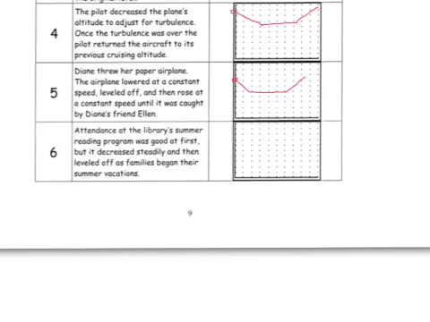So it says that the attendance was good at first, so we're going to start up high, and then over time it decreased steadily. So we will show that by a decrease, and that's a steady decrease or a constant change. Then it leveled off as their families began their summer vacations. Okay, so here I see it's telling us that it decreased steadily, so that's a constant rate of change or at the same pace. And then if it levels off, that means that it's not going up or down. So then it's just flat like that.